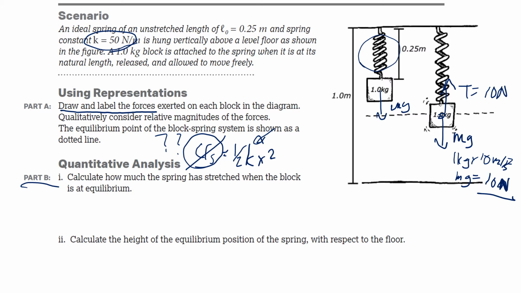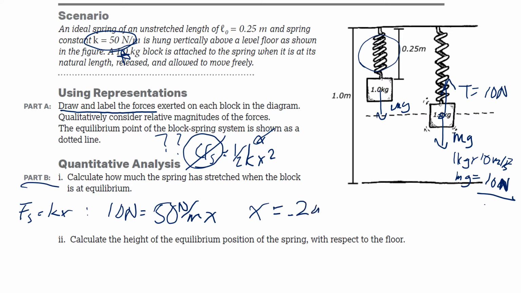So a better strategy here is to use Hooke's law, which is our spring lab for this unit, right? Hooke's law goes: the force of a spring is equal to k times x. And we know that force, right? That force is 10 newtons. 10 newtons is equal to our spring constant, 50 newtons per meter, times x. So x, if you do a little bit of dividing, 10 divided by 50 is equal to 0.2 meters. Done. Seems pretty easy.